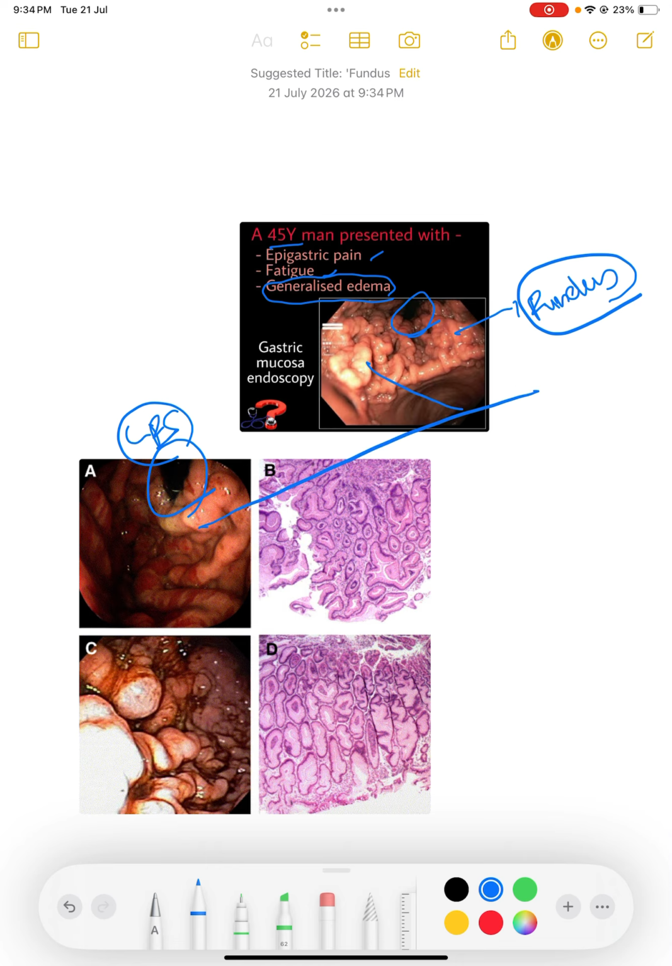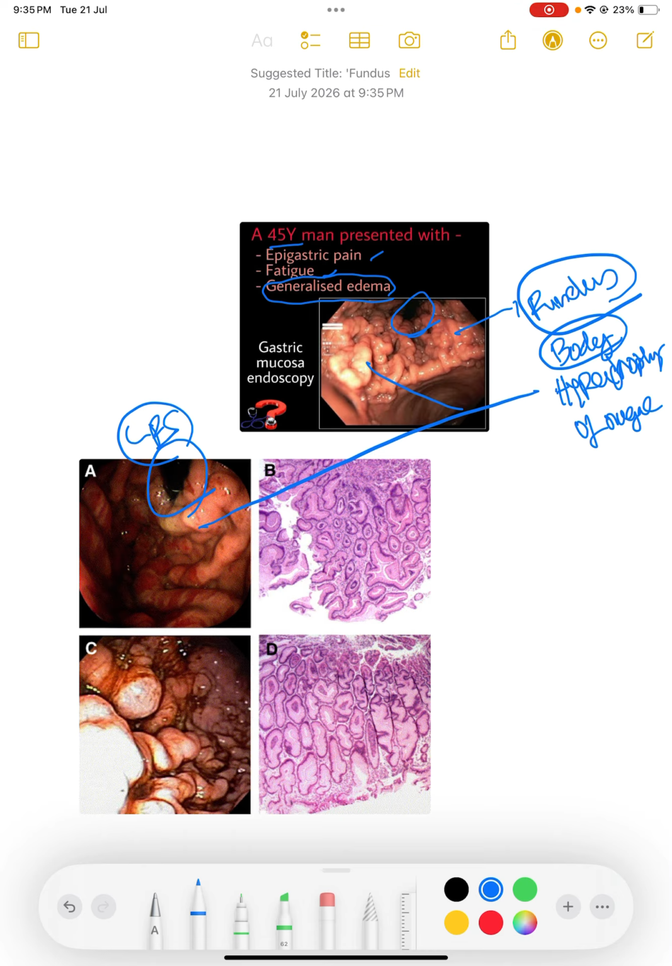But do they appear normal? No. There is hypertrophy of the rugae. So the rugae are enlarged. This condition is classically seen in the fundus and the body, and the patient is having generalized edema.